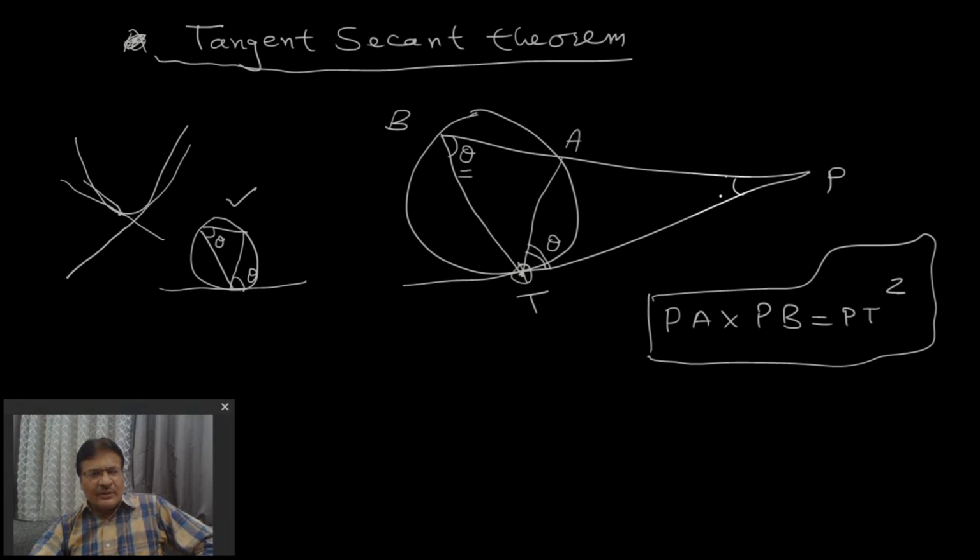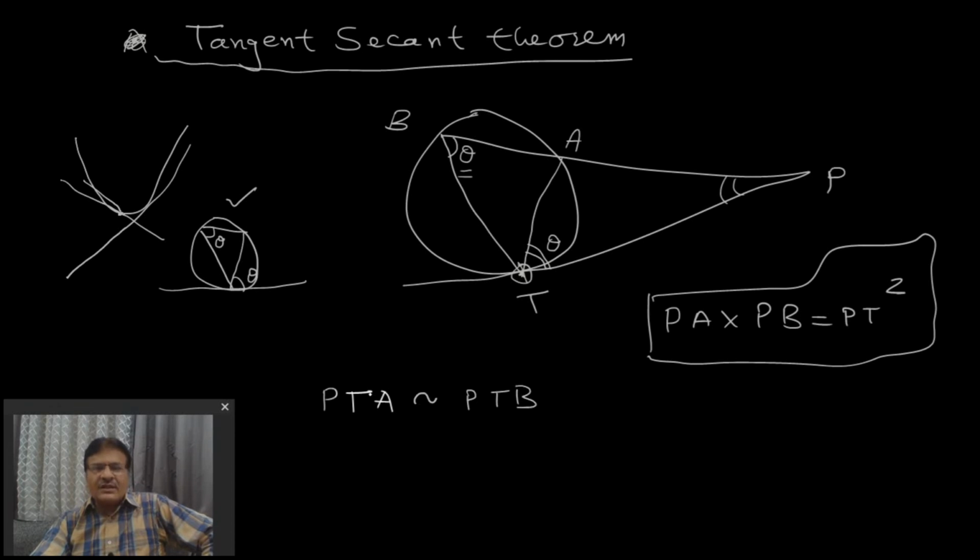This P angle is common in this small triangle and in this bigger triangle. Here this angle is theta and here this angle is theta, meaning two angles are the same. So first we write PTA, this is the small triangle, and again I am writing PTB.